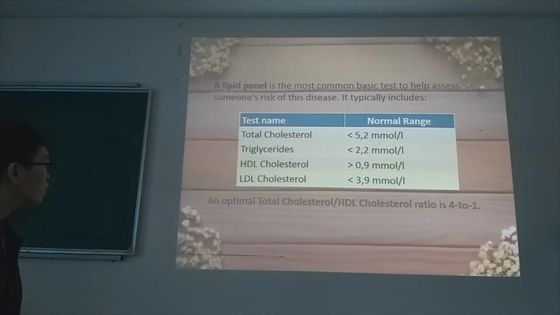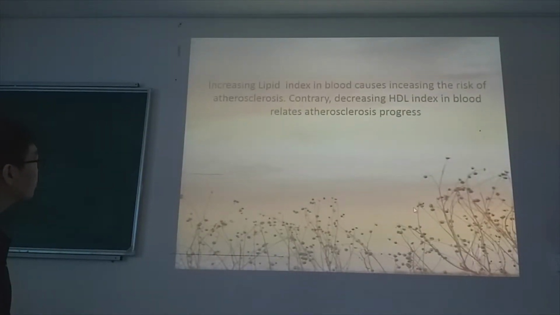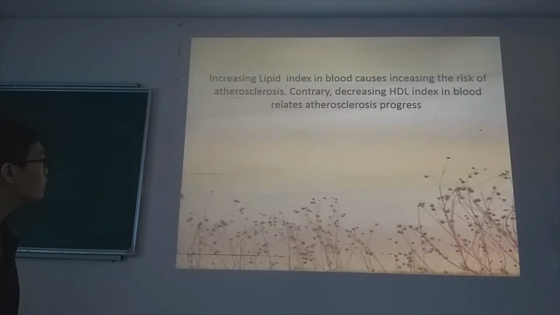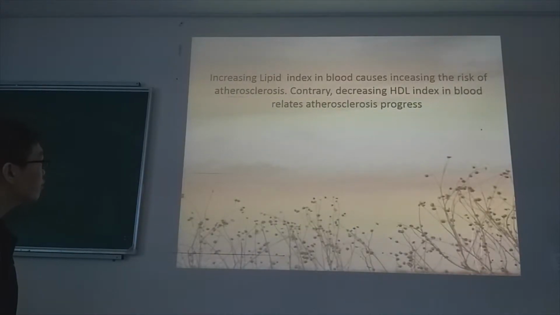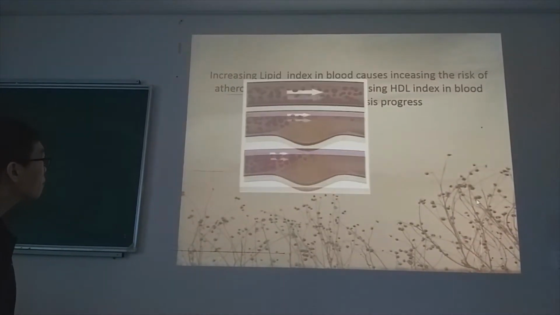An optimal total cholesterol to HDL cholesterol ratio is 4:1. Increasing lipid index in blood causes increasing the risk of atherosclerosis. Contrary, decreasing HDL index in blood relates to atherosclerosis progress.